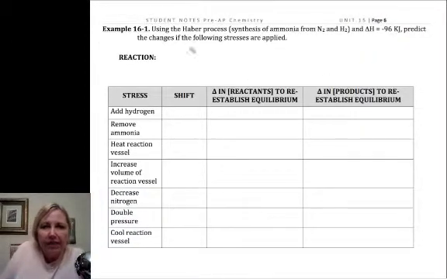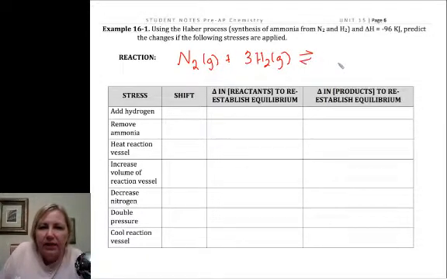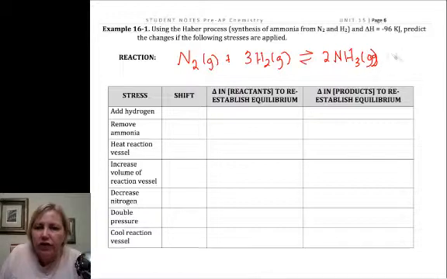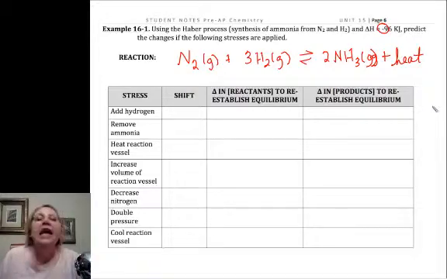So let's take a look at this example. Again, the good old Haber process. We've got nitrogen gas plus 3 hydrogen gas yields 2 ammonia gas. Now, I'm going to show you a trick. That's a G there, sorry. Now, notice that it says negative 96. That means that it's exothermic and the heat is a product. That will help us as we look at the effects of temperature.